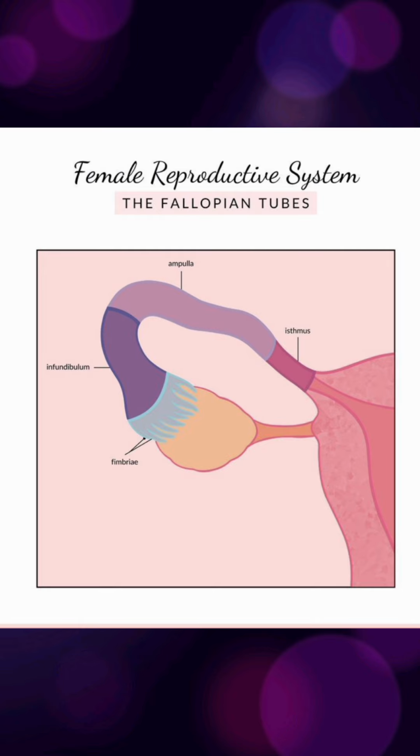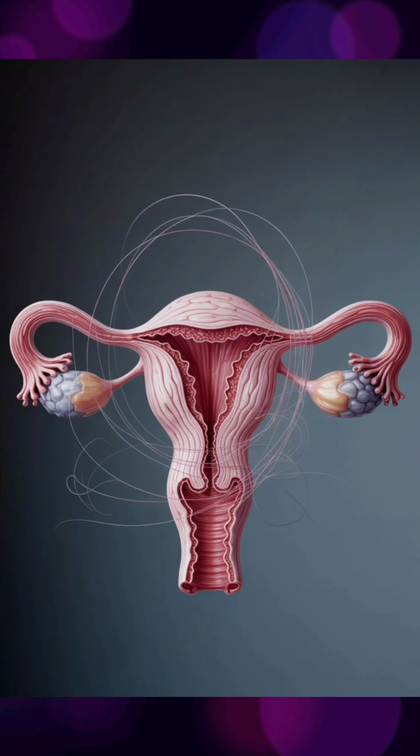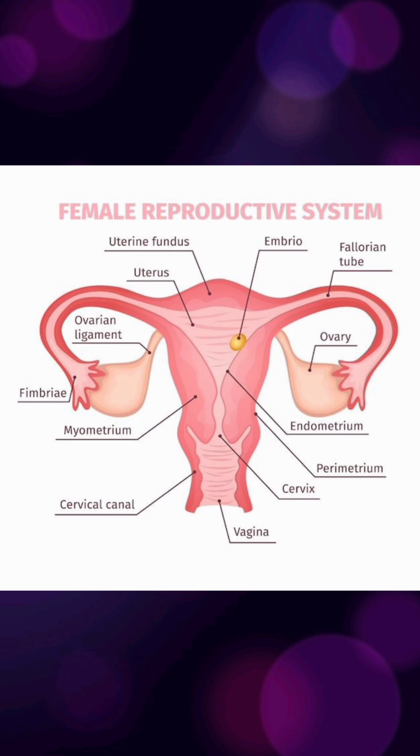Uterus is single and it is also called womb. The shape of the uterus is like an inverted pear. It is supported by ligaments attached to the pelvic wall. The uterus opens into the vagina through a narrow cervix. The cavity of the cervix is called the cervical canal, which along with the vagina forms the birth canal.